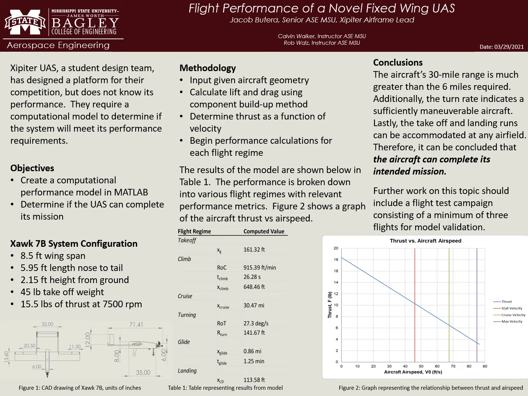During its 6-mile waypoint course, the aircraft will be expected to change its heading via banked turns. This aircraft is expected to be sufficiently maneuverable to accomplish this entire waypoint course. Lastly, the takeoff and landing runs can be accommodated at any airfield, as both ground runs are less than 200 feet. Therefore, according to this model, it can be concluded that the aircraft can complete its intended mission.